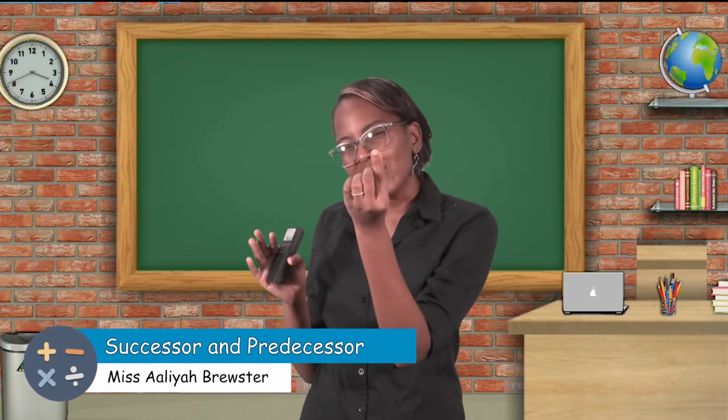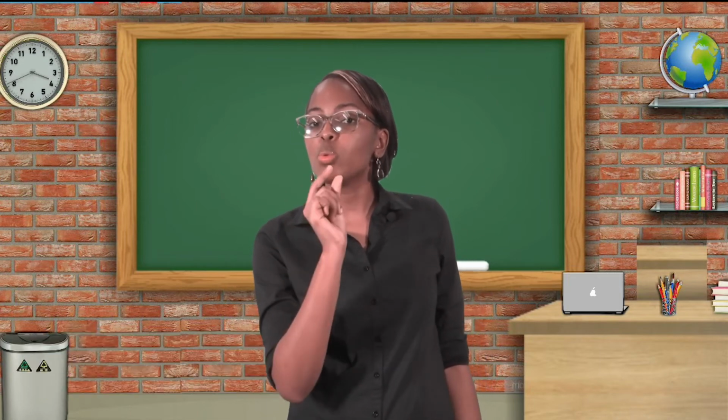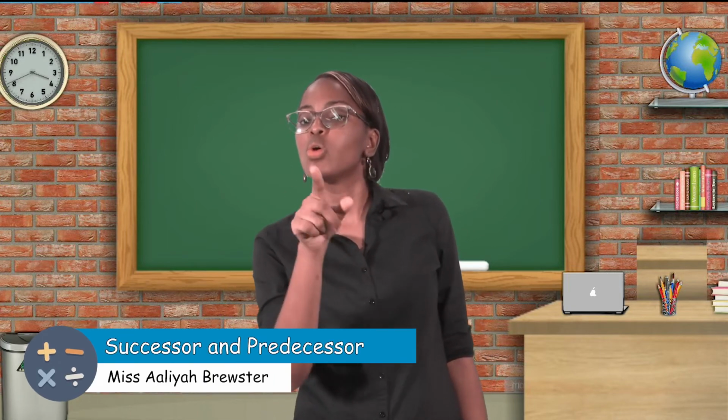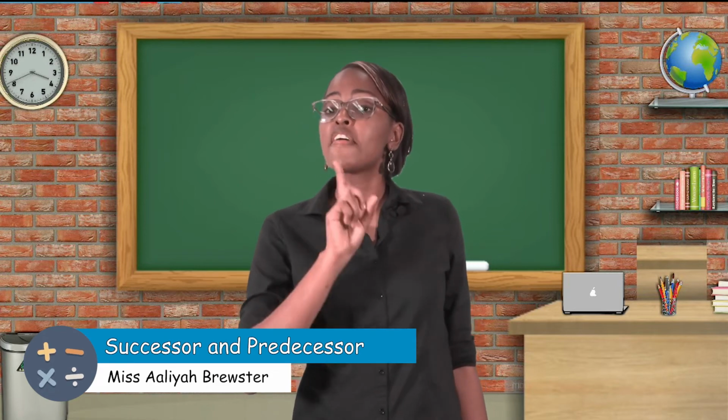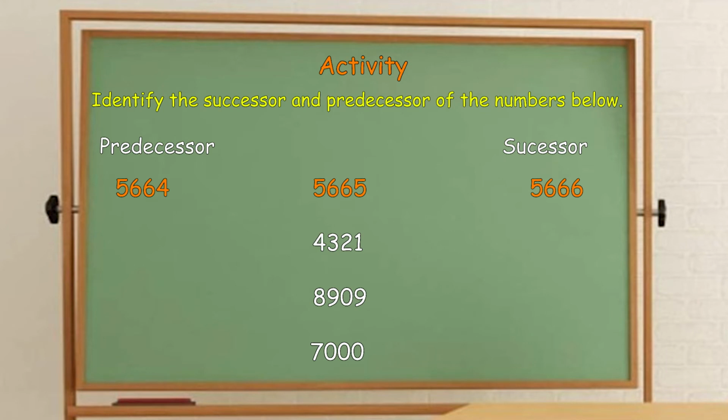The successor for that number would be 5,666. Listen, the trick to it is not to look at the whole number and get baffled because it's a big number. Look at the last number in that figure, which is 5. Ask yourself, what comes after 5? That would be 6. So we write back 566. What comes after 5? 6. So the successor for that number would be 5,666.